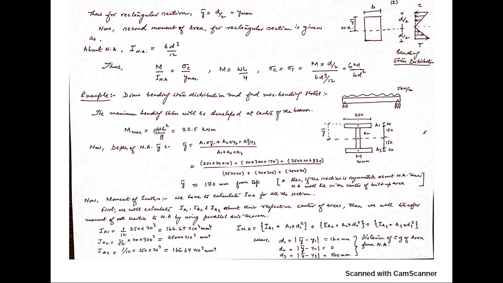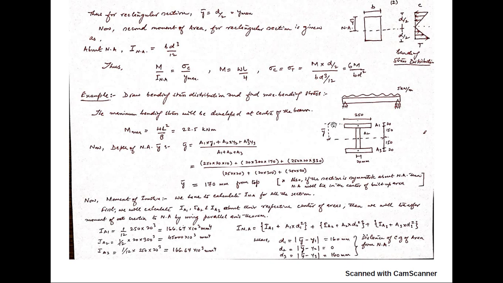We know that it will develop at the center, and you can directly go for the formula, or you can just cut the section over here and calculate it. So this is WL square by 8, and it is coming to be this, and this is the cross section of the beam. This is like a built up I beam section. So we have three built up areas, and we don't know where the neutral axis will lie.